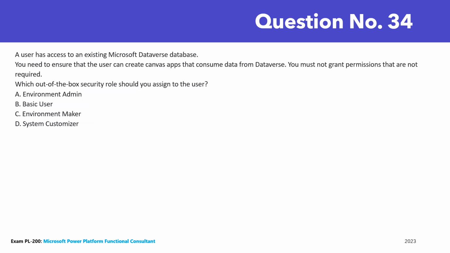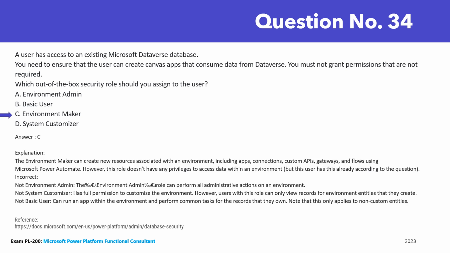A user has access to an existing Microsoft Dataverse database. You need to ensure that the user can create Canvas apps that consume data from Dataverse. You must not grant permissions that are not required. Which out-of-the-box security role should you assign to the user? A. Environment admin. B. Basic user. C. Environment maker. D. System customizer. Correct answer. C. Environment maker.